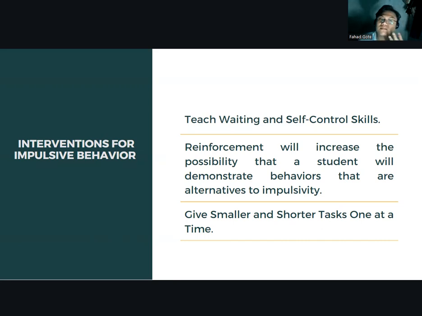Next is to give smaller, shorter tasks one at a time. Students who rush through assignments without stopping to read the directions or check for errors will be given a smaller amount of the task to complete at a time, rather than the whole task at once. This will give the students a smaller chunk of the problem to deal with and more opportunities for reinforcement, since the students will be more likely to solve the problem correctly.